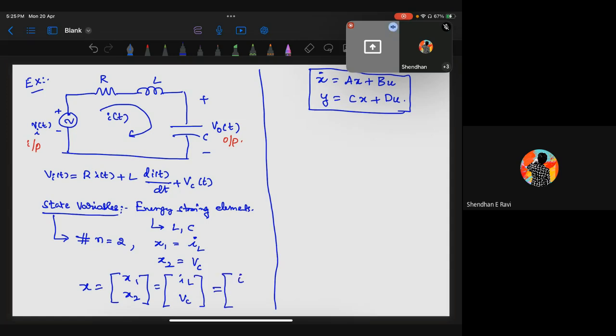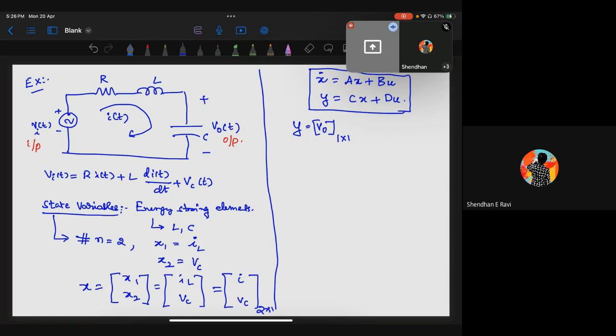So x is 2 by 1. Am I correct? X is 2 by 1. And we said that the output Y is nothing but V naught. So Y is 1 by 1.